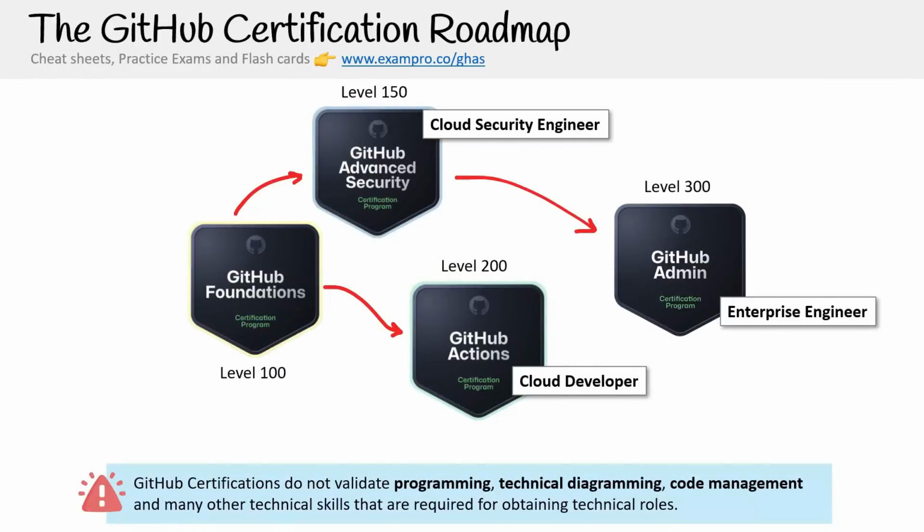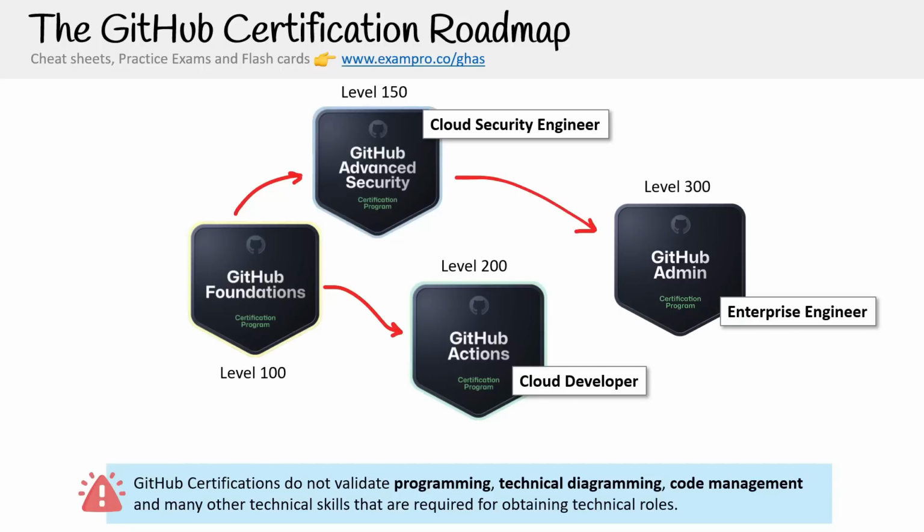Talking about the GitHub certification roadmap, it is advisable that you probably start with GitHub Foundations, which is considered level 100, especially if you've never done much work in GitHub yourselves. Having an understanding of Git and GitHub would be very valuable and probably worthwhile spending some time on GitHub Foundations, passing that exam.